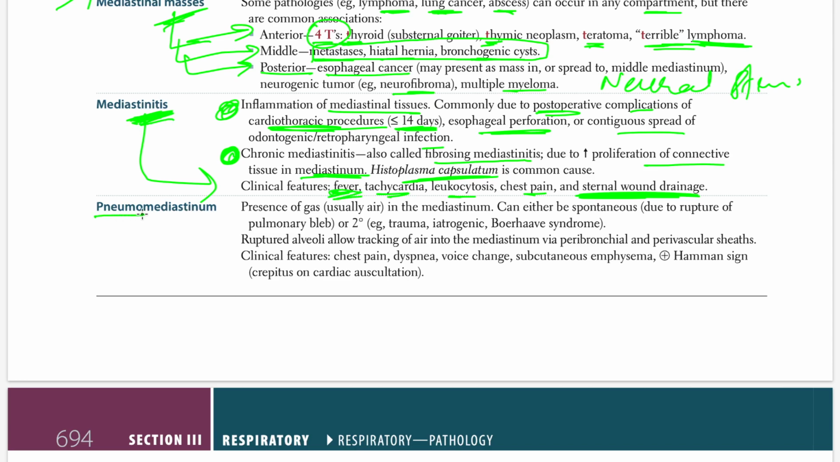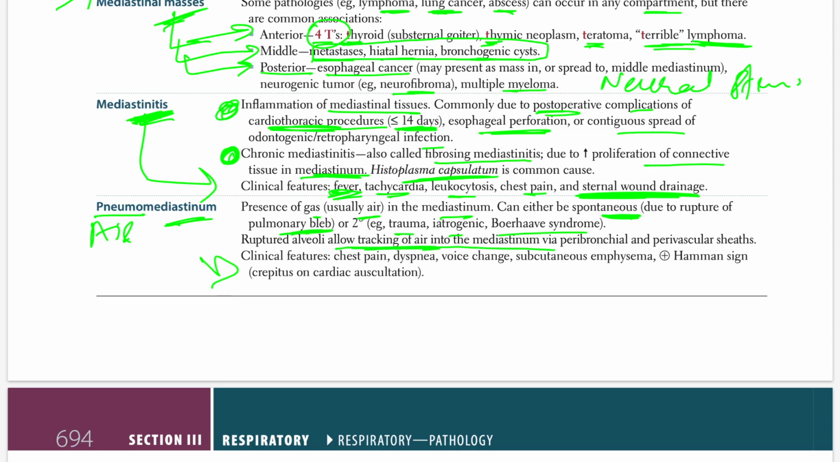So now, pneumo means air. Pneumomediastinum is the presence of gas in the mediastinum. Usually the air in the mediastinum can either be spontaneous due to rupture of a pulmonary bleb, or secondary to trauma, iatrogenic causes, Boerhaave syndrome. Ruptured alveoli allow the tracking of air into the mediastinum via peribronchial and perivascular sheaths. Okay, and air tracking will be seen.